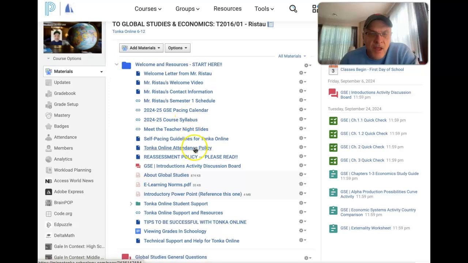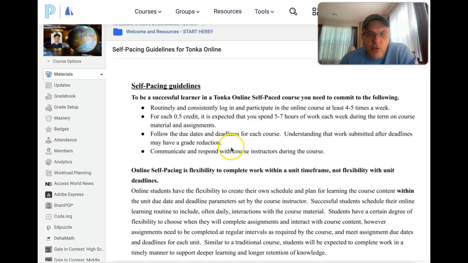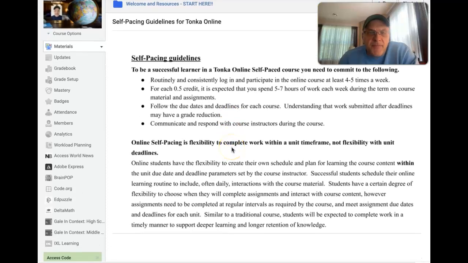Okay? There are a couple of things here I want to take a couple minutes to explain a little more in detail. One is the self-pacing guidelines policy that Tonka Online puts out, and the reassessment policy. So let's take a look at self-pacing real quick. These are the guidelines that are put out by Tonka Online. These are not mine, even though I fully agree with them and support them. It's important to remember what the term self-pacing and flexible self-pacing means.